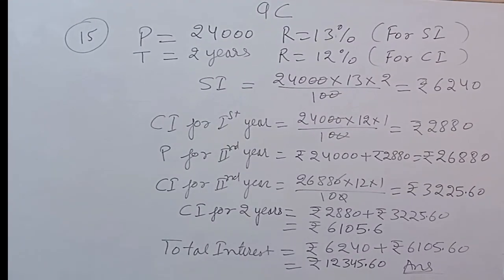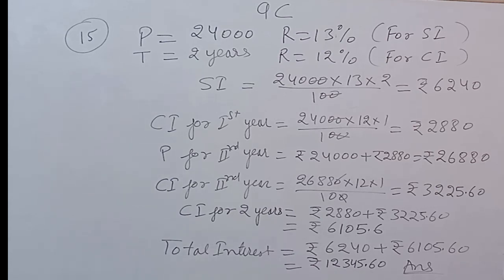Children, I am taking question number 15. Mr. Sharma lends rupees 24,000 at 13% per annum simple interest and an equal sum at 12% per annum compound interest. Find the total interest earned by Mr. Sharma in 2 years. So P here is 24,000, R equal to 13% for the SI, R equal to 12% for CI, and T equal to 2 years. So SI will equal 24,000 into 13 into 2, as the time is 2 years, upon 100, that is rupees 6,240.